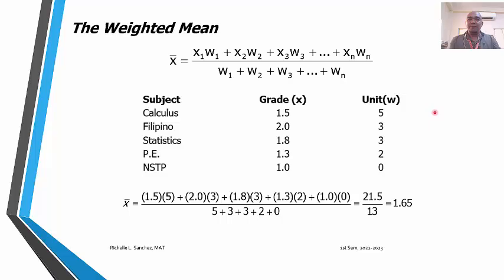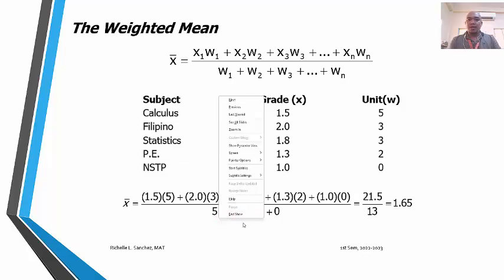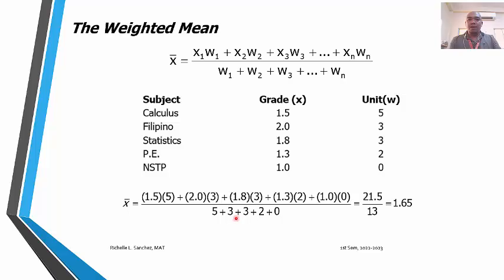So we have 5, 3, 3, and 2. We have to add 5, 3, 3, and 2. Simplifying, we have 21.5 divided by 13. And 21.5 divided by 13, that is 1.65.